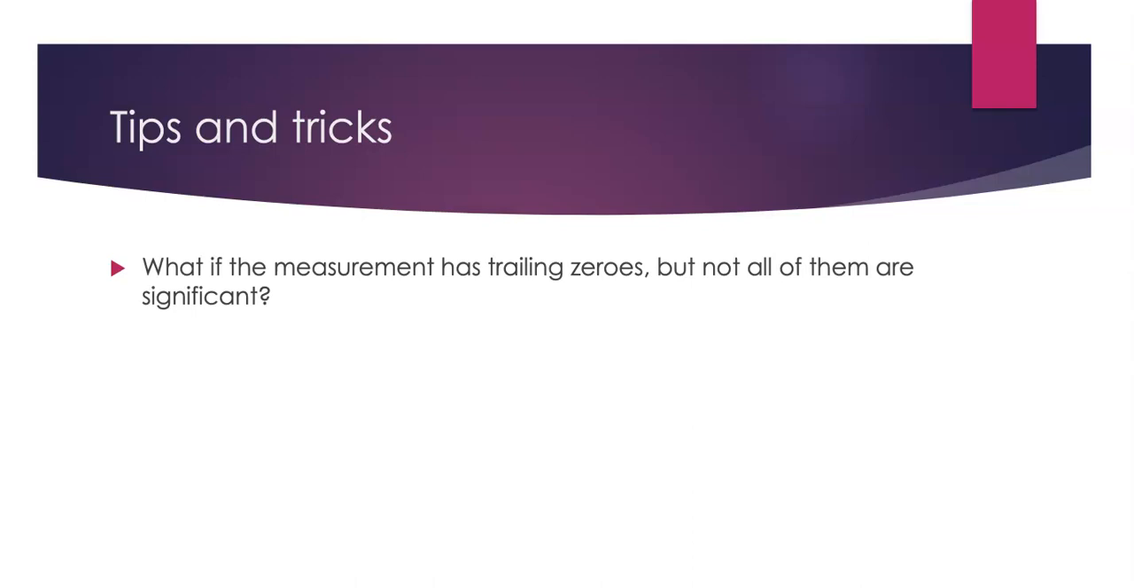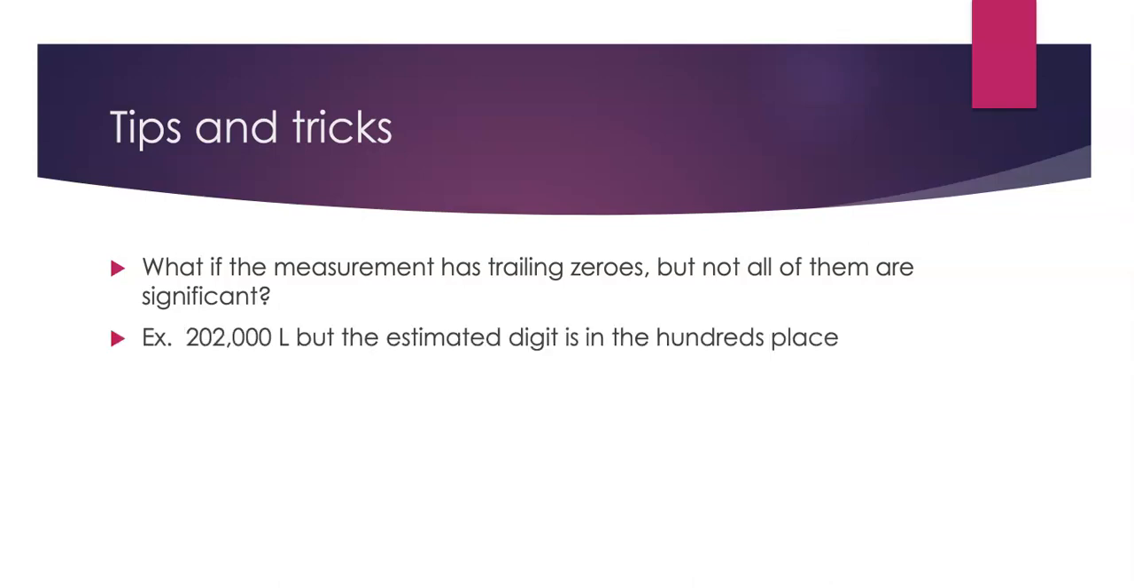All right, now let's wrap up with some tips and tricks. Here's a situation that shows up sometimes. Sometimes there are measurements where there are trailing zeros, and some of them are significant and some of them aren't. And how do we handle this? Sometimes this comes up from calculations that we've done. Sometimes it's the nature of the measuring device, and we find ourselves in this situation. So, if the number were 202,000 liters, but the estimated digit is in the hundreds place, so not all of my zeros are significant.